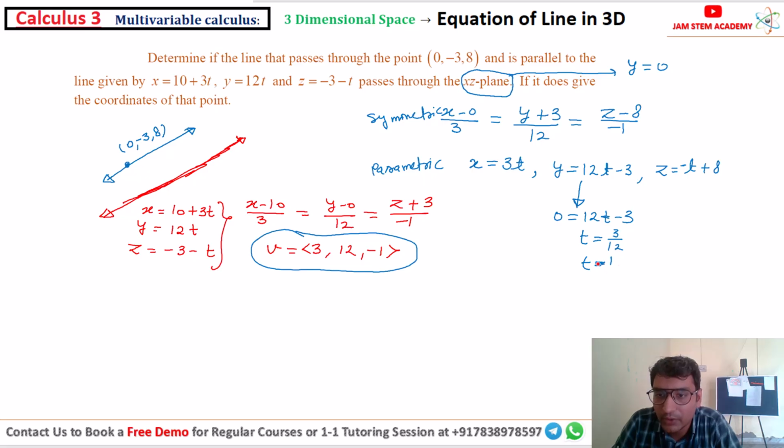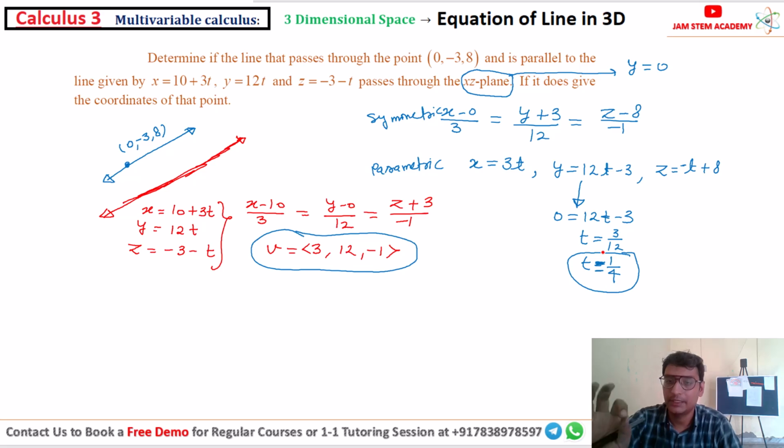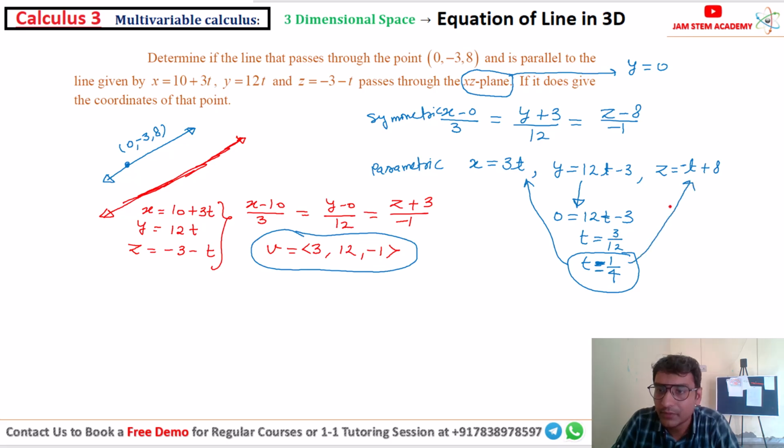So now we got t equals 1/4. This is our required value of t. It means for this particular value of t, our line will pass through the xz plane. So let's find the x and z coordinates also for that point. Use this t back in these equations and solve. First, what is x? 3 by 4 simply. Now, what is z? z is minus 1 by 4 plus 8, which you can simplify as 31 by 4.